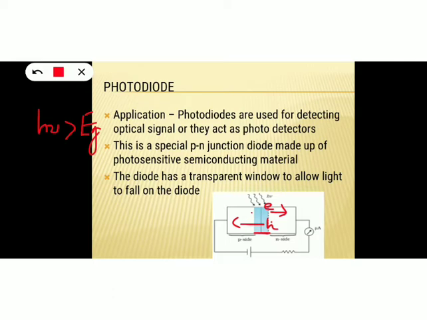And the most important thing is that a photodiode works under reverse biased condition. Also, these electron-hole pairs are not generated for all the light incident on it. Only when the light incident on the diode has energy greater than the energy gap of this semiconductor material, only such light can generate the electron-hole pairs.